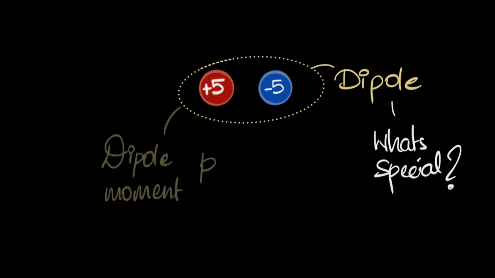And for every dipole, there is something called a dipole moment. What exactly is that? And why is it a vector quantity? Why should we care about all these things? If you too have these questions, it's time we got answers for them.